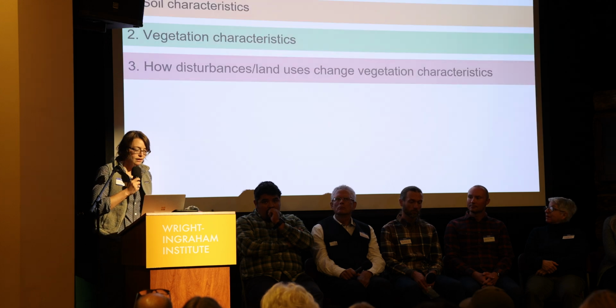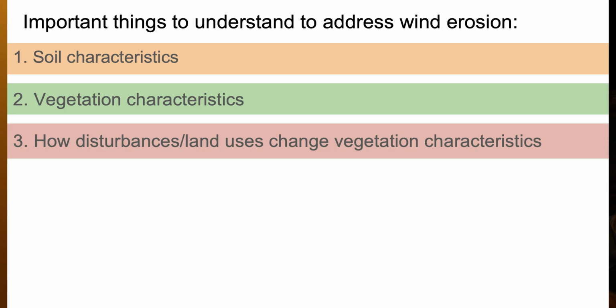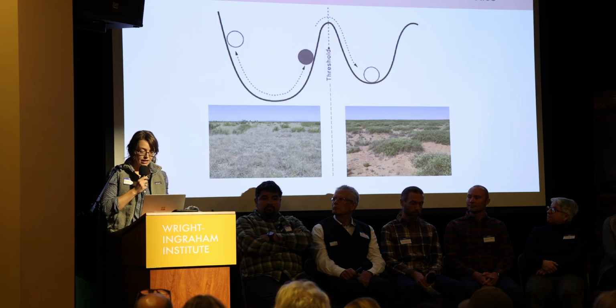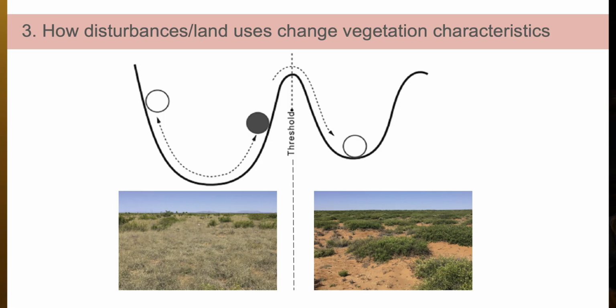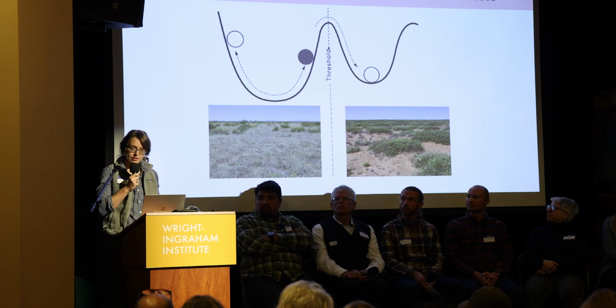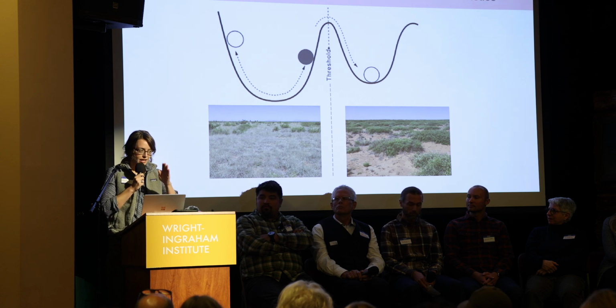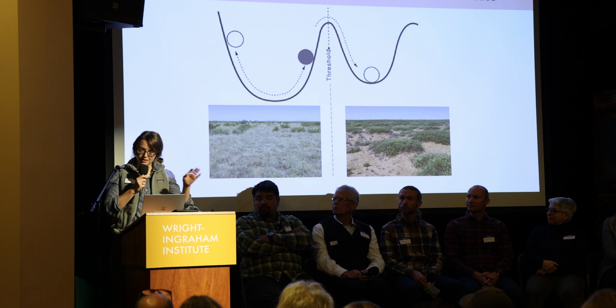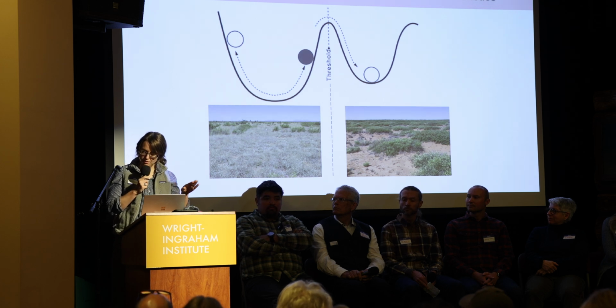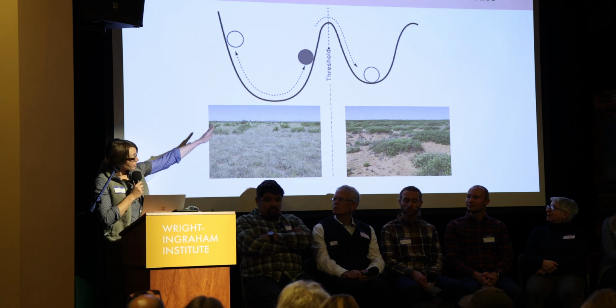These are really important things to be able to understand that we can do with these large-scale tools. The third thing that we really need to understand to address wind erosion is how disturbances change the vegetation characteristics. So these systems are not static, they're changing through time. And sometimes large-scale disturbances, for example, a catastrophic wildfire or a very heavy grazing season, can push an ecosystem past a threshold. So vegetation characteristics are constantly oscillating. Sometimes there'll be more cheatgrass, sometimes there'll be less cheatgrass. Things are changing within their little cup in this diagram.